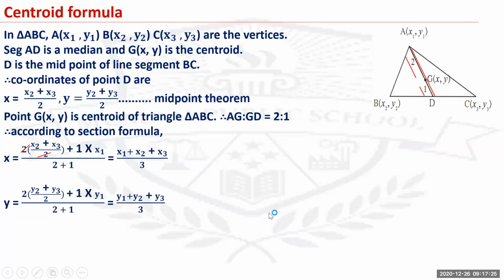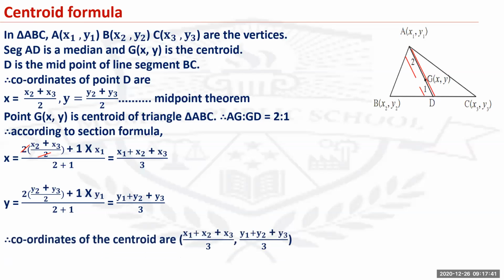Again, same thing with the help of y. y equals 2 in bracket y2 plus y3 upon 2 plus 1, plus 1 into y1 upon 2 plus 1. That equals y1 plus y2 plus y3 upon 3. Therefore, from this you'll get the coordinates of the centroid. The coordinates of the centroid are x1 plus x2 plus x3 upon 3, y1 plus y2 plus y3 upon 3.